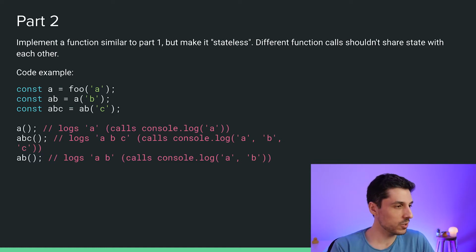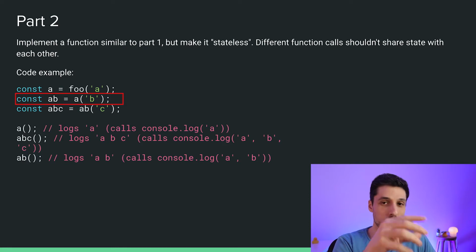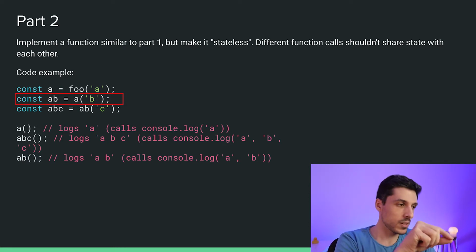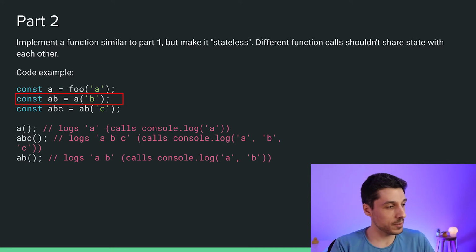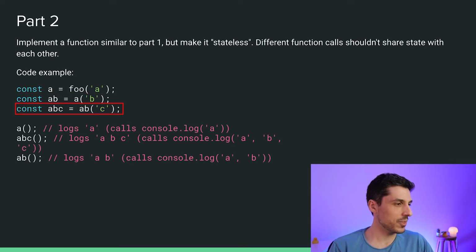Okay, so if you look at the code, we call foo with A on the first line, and we store that in a variable named A. Okay, second line, we call A, right? We got the result of calling foo with A, and we call that further with B, and we store it in a variable named AB, and then same thing on the third line.